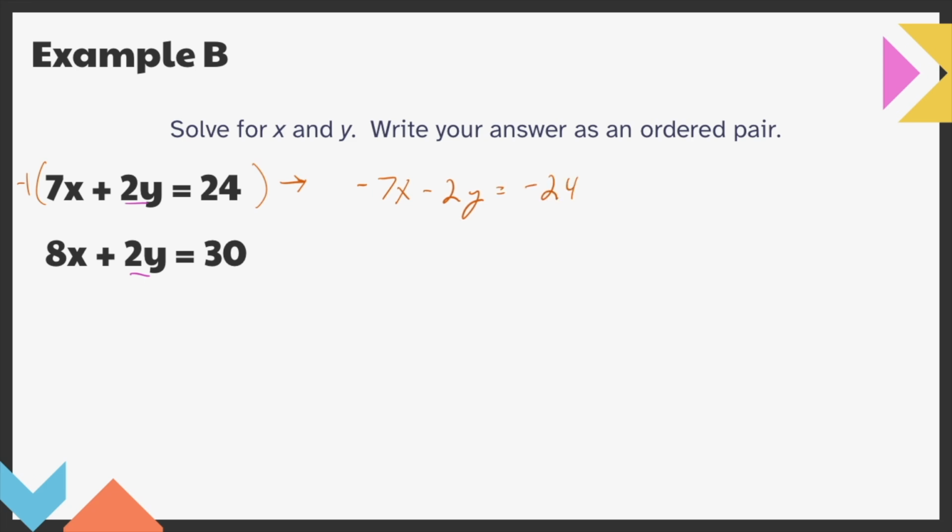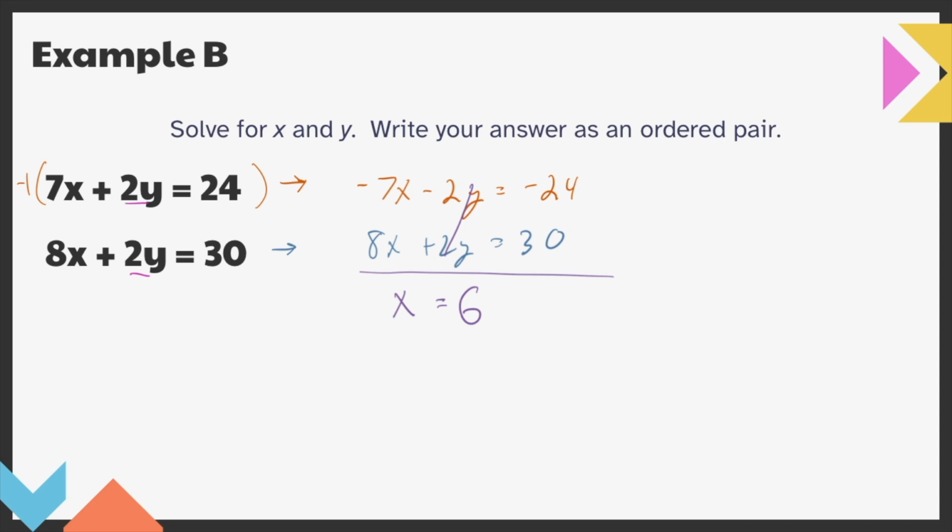All right, now my other equation is going to look exactly the same as before. I didn't do anything with that. So I've got 8x plus 2y is equal to 30. So now I can combine my equations. -7 and positive 8 are going to leave me with just 1x. These two y's are going to cancel, and then -24 plus 30 is going to give me 6. So good news, x is already 6, and I figured that out right away.